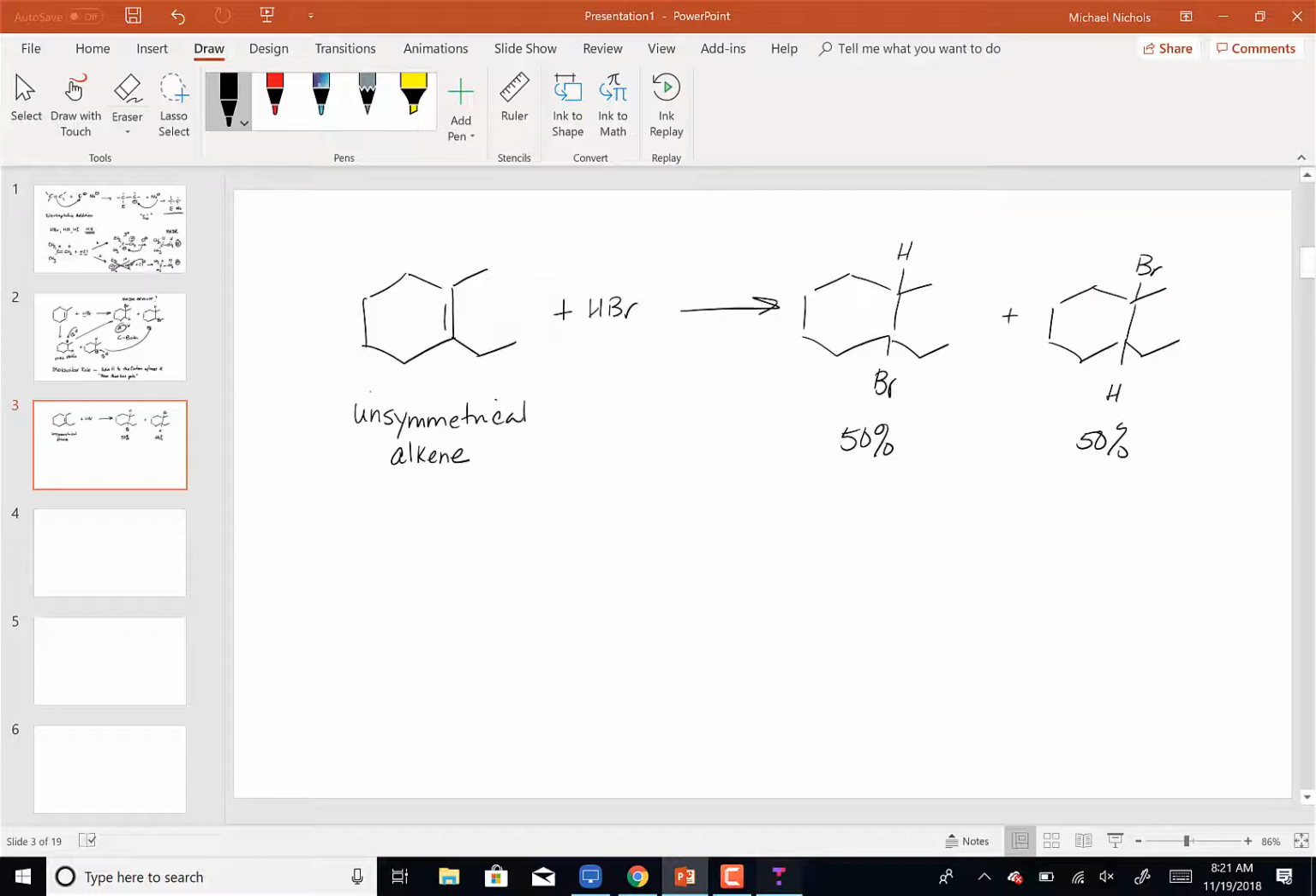So for HX addition, what am I adding? An H and an X being a halogen. How does it add? Markovnikov. Okay. Now let's deal with the third one here. Is it 100% cis, 100% trans, or 50-50?